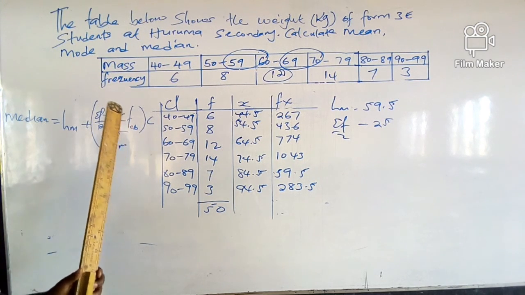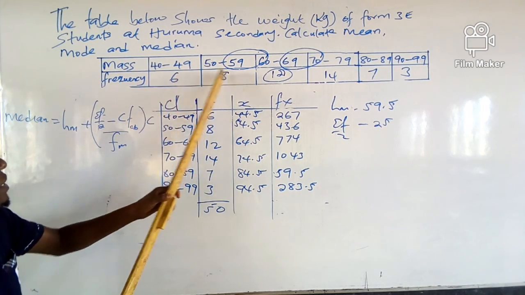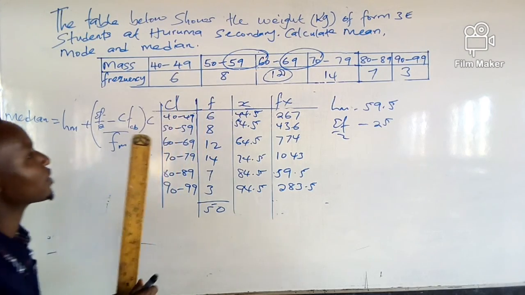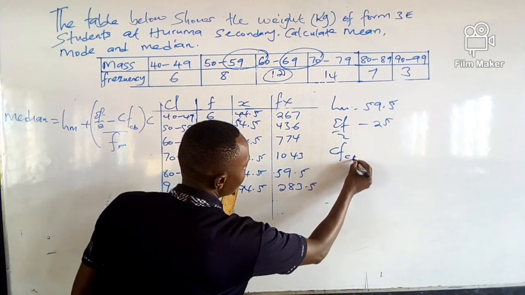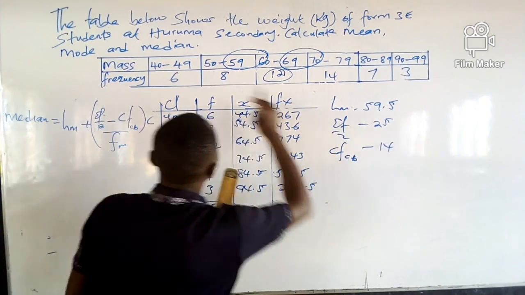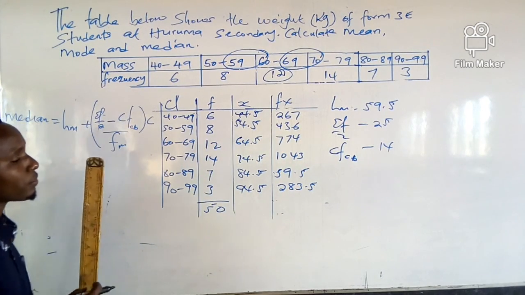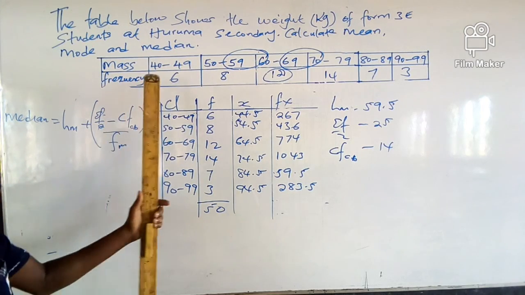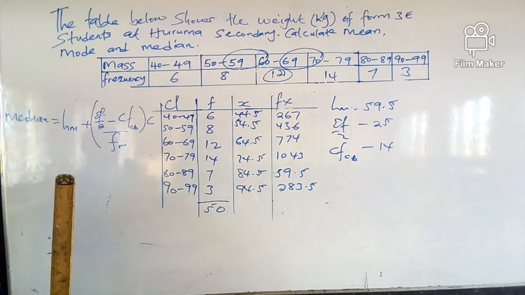How do we get the cumulative frequency? In this case, it is 6 plus 8, the cumulative frequency before the median class. So 6 plus 8 will give us 14. So the cumulative frequency of the class before the median class is 14. We add all the frequencies before the median class. I hope we are together.